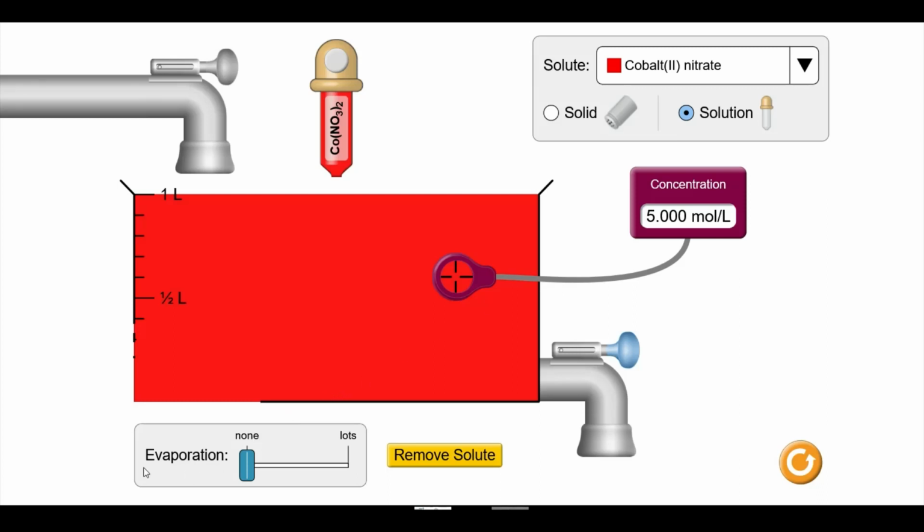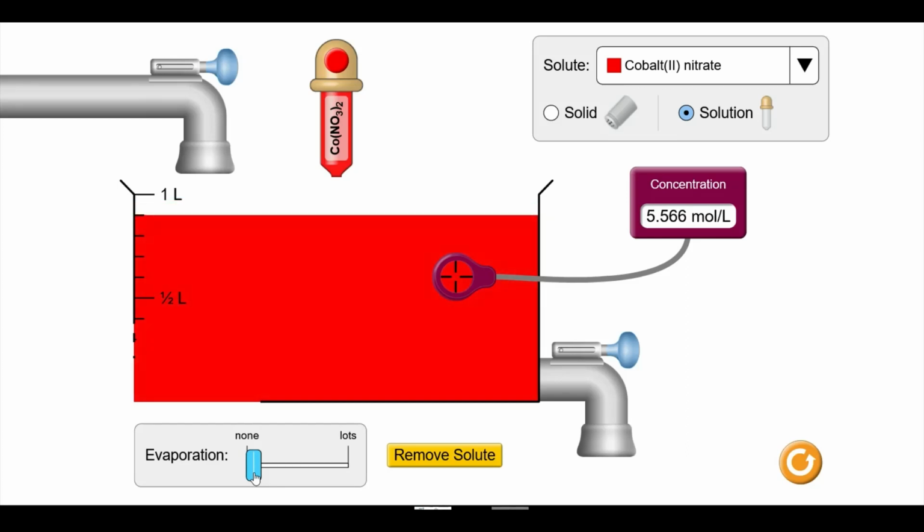Next, using the evaporation sliding tool at the bottom of the simulation, you can slowly and selectively remove the water while keeping all of the solute, that is all of the salt, in the solution. You will do this until the solution reaches the saturated point. You can then record the concentration of a saturated solution for each of the compounds listed.